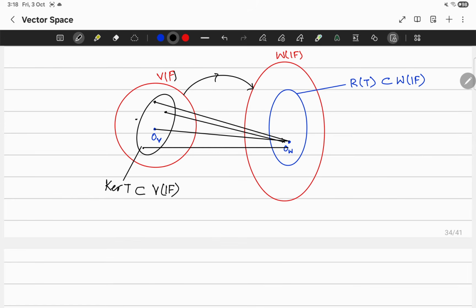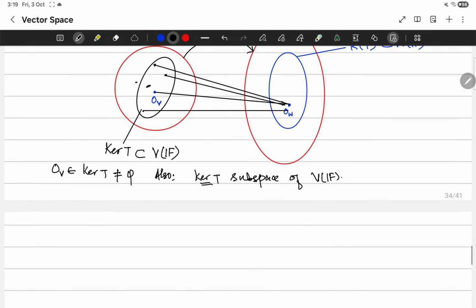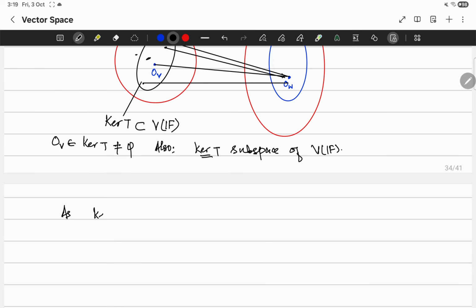Okay, and you have to remember that the kernel of T can never be empty, because the 0 vector will always map to the 0 vector of W, so it always belongs to the kernel of T. Also, you have to note that the kernel of T is always a subspace of your domain V over F. When it is a subspace, it means it is a vector space in itself. So this is the kernel.